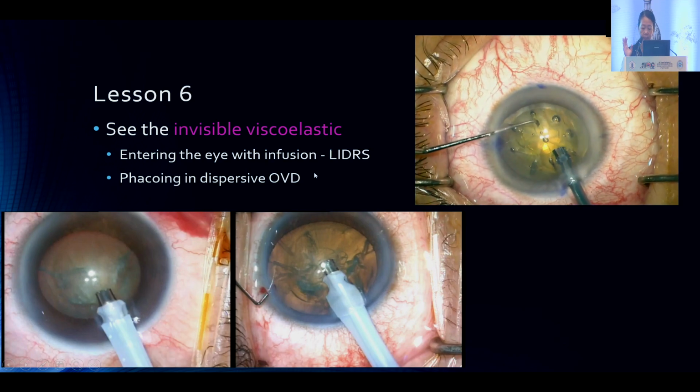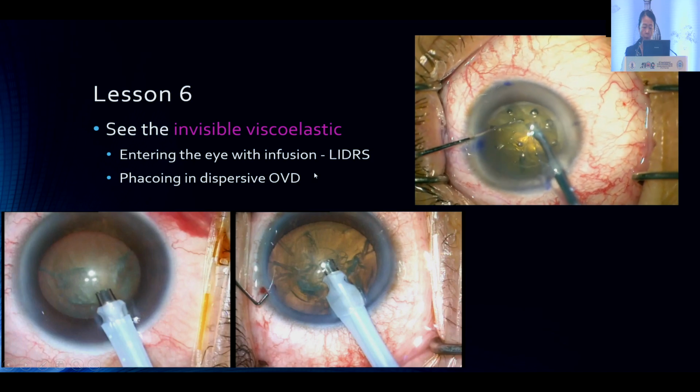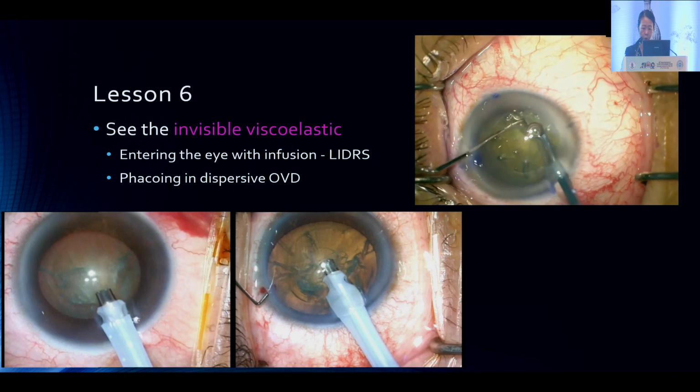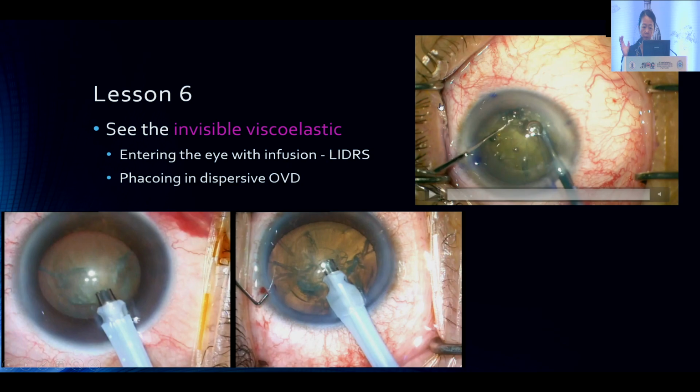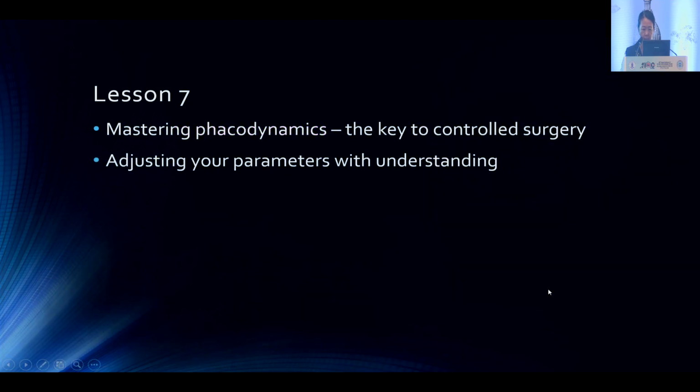Viscoelastic is invisible. Always remember it's there, it's doing its job, but when you enter the eye, if you have the eye filled with viscoelastic and you have a high myope, you will have lens iris diaphragm retropulsion syndrome, which you need to release like what you saw here. And if you're phacoing in dispersive viscoelastic, you will get a burn at the incision because there is no flow, because the viscoelasticity is higher than BSS.